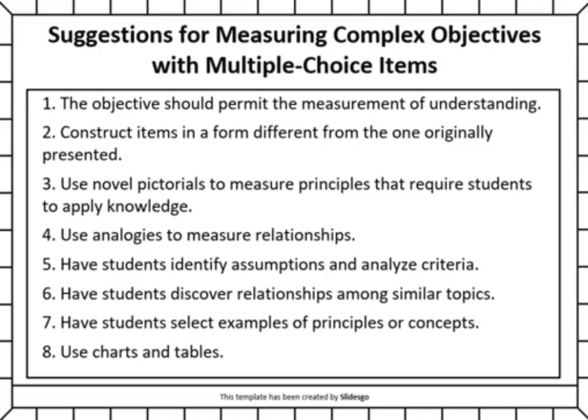Number 5, have students identify assumptions and analyze criteria. Number 6, have students discover relationships among similar topics. Number 7, have students select examples of principles or concepts. And number 8, use charts and tables. So those are the suggestions for measuring complex objectives with multiple choice items.